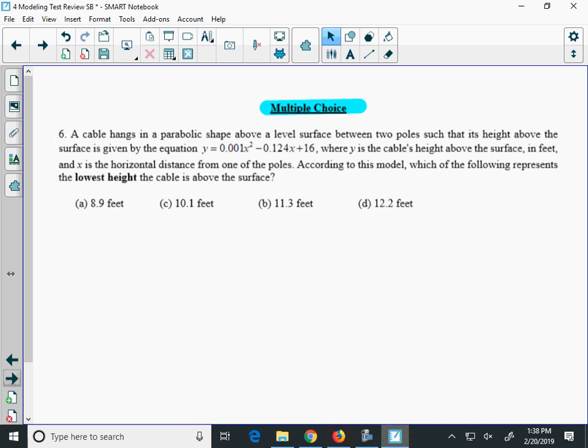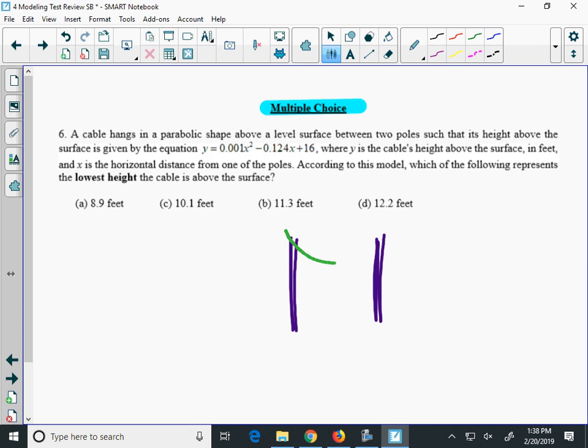Number 6, we have 2 more. We can use the multiple choice, we're going to use Desmos. A cable hangs in a parabolic shape between 2 poles. So let's imagine these are like 2 telephone poles outside. So you have the poles, this would be the cable that's hanging. So it makes a parabola, and we are trying to find the lowest height of the cable. So we're trying to find the minimum here.